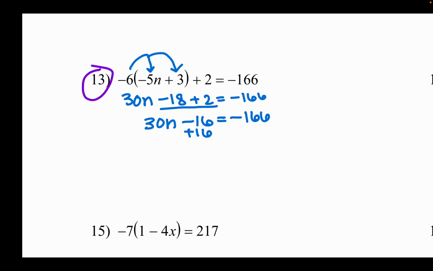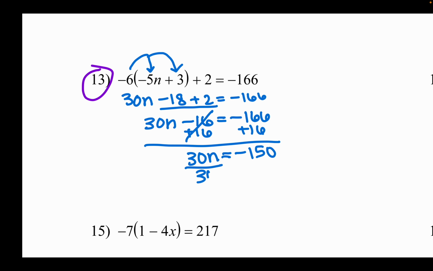Now when you move across your equal sign, you're always going to be doing the inverse operations. You're going to do the opposite. So we have -16, you're going to add 16. That will go to 0. Bring down your 30n equal to -166 plus 16, that's -150. Now, the number in front of your n, you're going to divide that number out. So we're dividing both sides by 30. In this case, we get -150 divided by 30 is -5 for n.